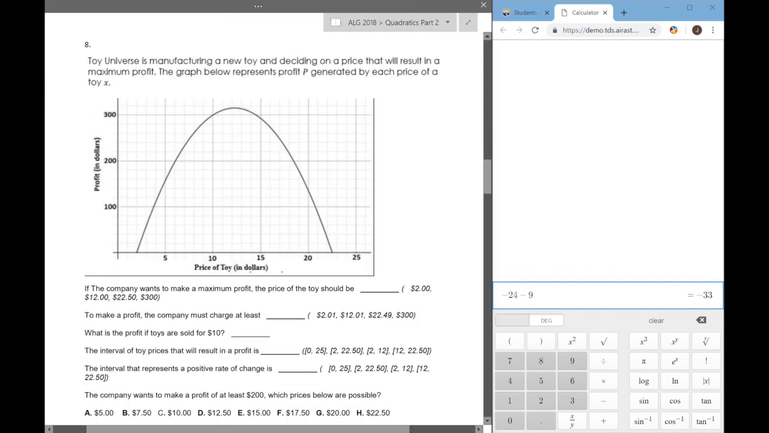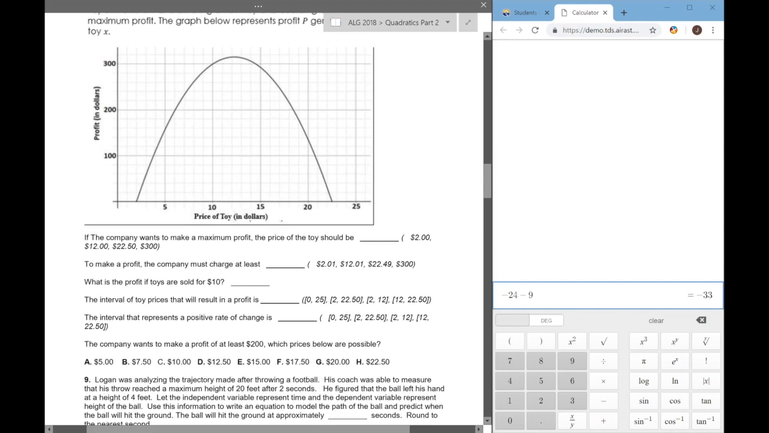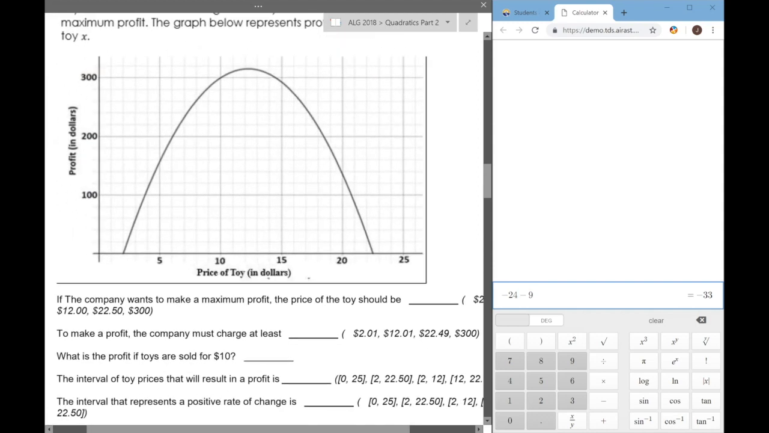Toy Universe is manufacturing a new toy and deciding on a price that will result in a maximum profit. The graph below represents the profit P generated by each price of a toy X. Okay, and all these questions are multiple choice. So if the company wants to make a maximum profit, the price of the toy should be $2, $12, $22, or $300. So maximum profit is going to be that top. So it's going to be around right here.